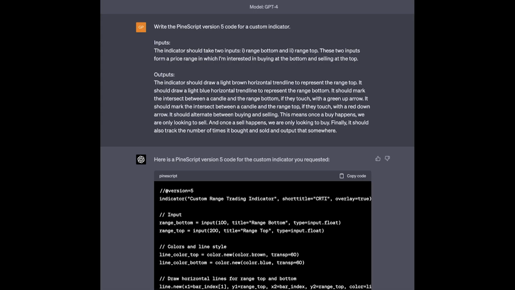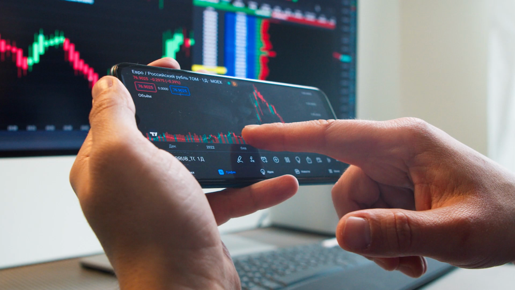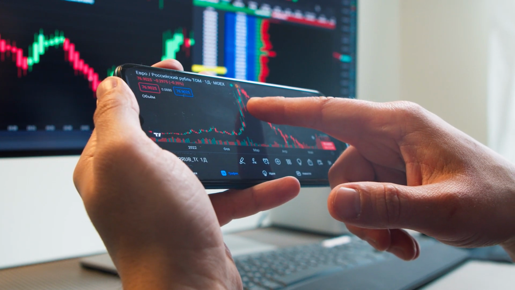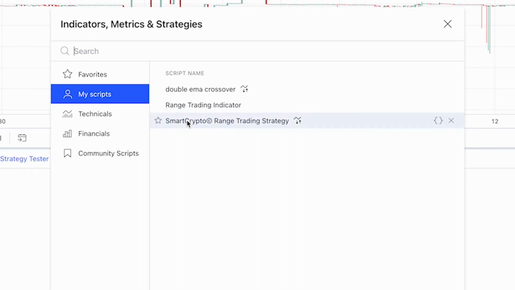Here's the prompt I wrote to ChatGPT to generate the main idea into PineScript. It had the right idea and pretty much was 80 to 90% done right off the bat. I spent a few more hours changing a few things and debugging to make sure it ran the simulation to my liking. Here are the results.